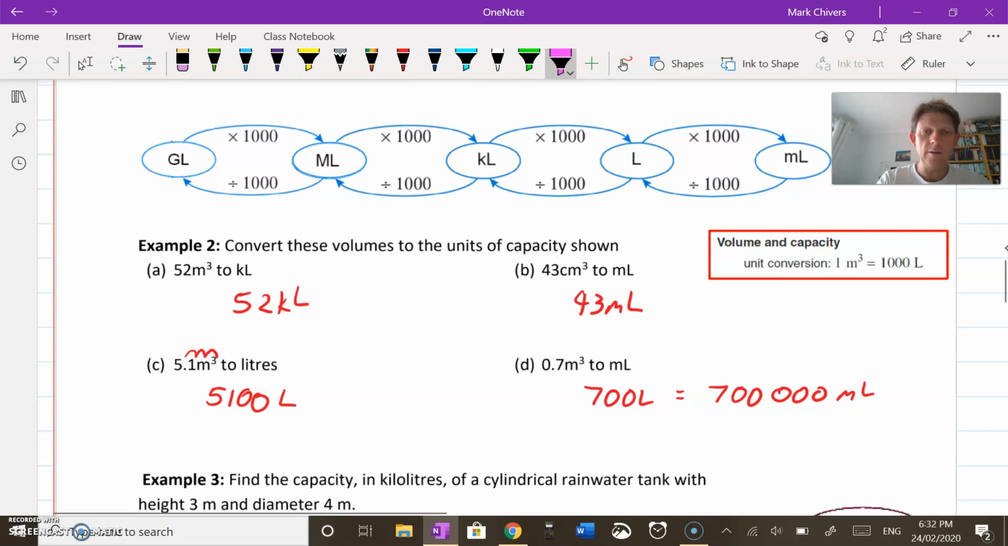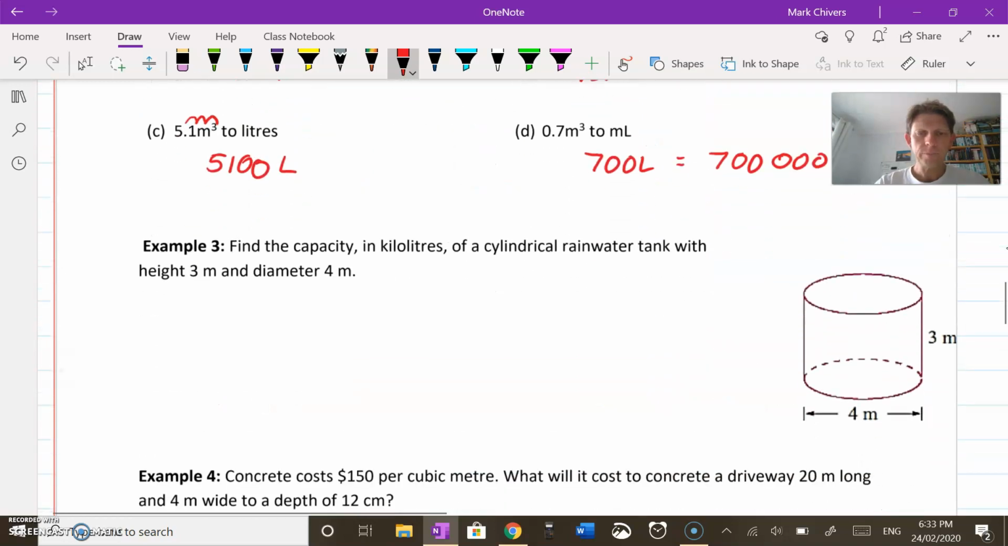Just be very careful. I'll highlight them here in purple. A megalitre and a millilitre are very easy to confuse. The capital M means a million litres. The little m means 1/1000th of a litre. So just make sure you don't get confused there.